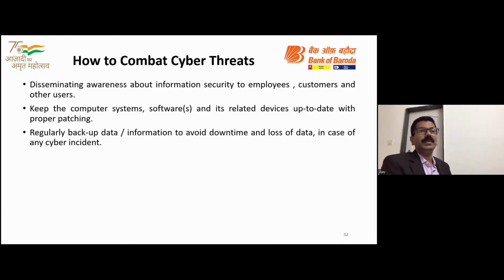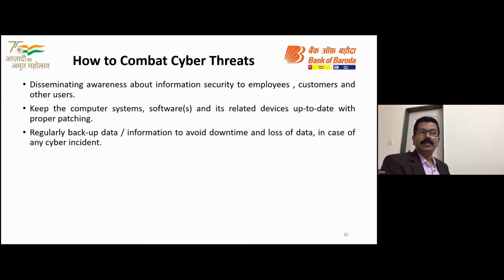The key is keeping computer system software up to date, because most of the attacks happen by exploiting vulnerabilities. If the vulnerabilities are not patched in time, the system will be open and any hacker can get into our systems. The most important thing is that we have to conduct vulnerability assessments on the systems, and based on the recommendations, patch the systems in time.